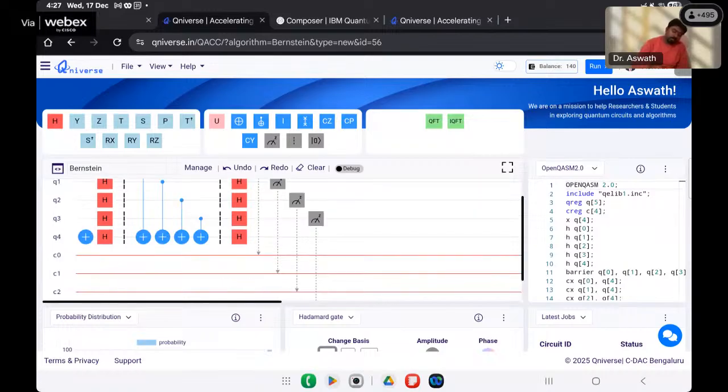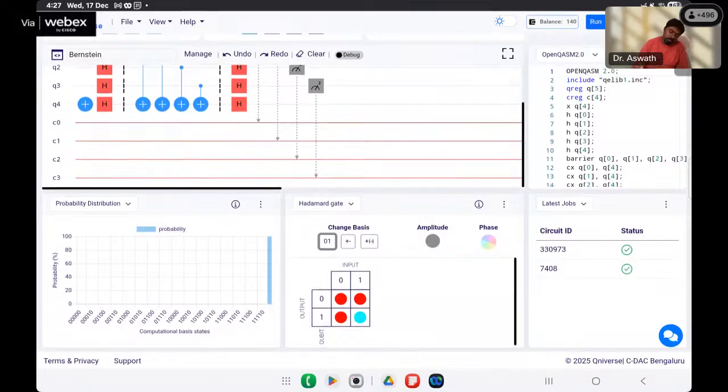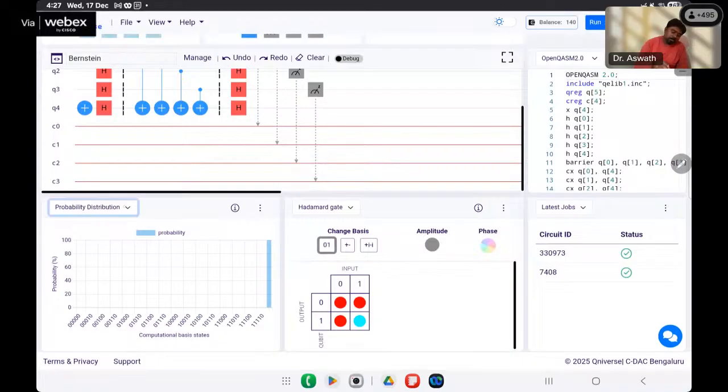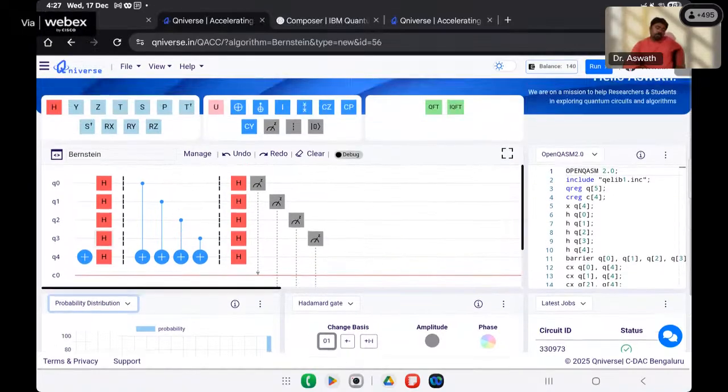Okay. The circuit is coming perfectly. And what is the output? The output is all the ones. Right. So let's take the probability state vector also. All ones. The probability distribution is also all ones. Fine. So this is how you need to implement your circuit. Now what you can do is write a program depending on the bit string you shift.